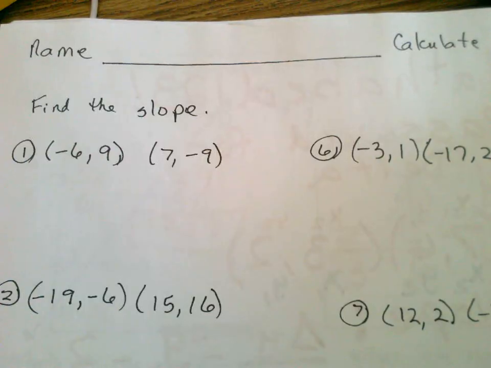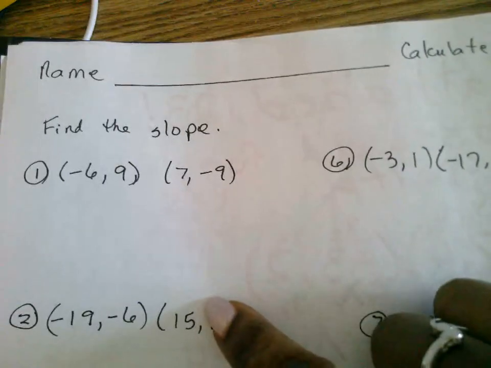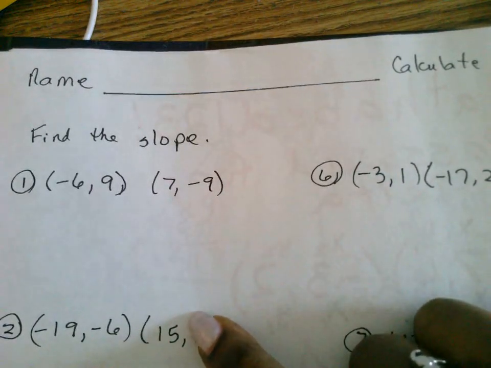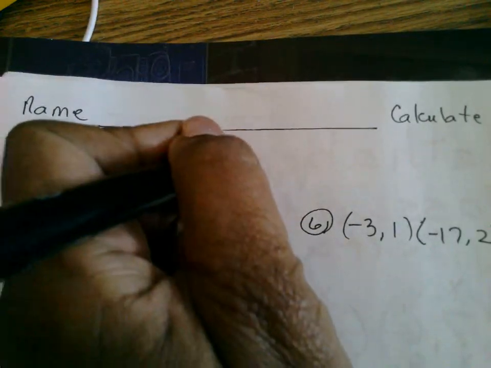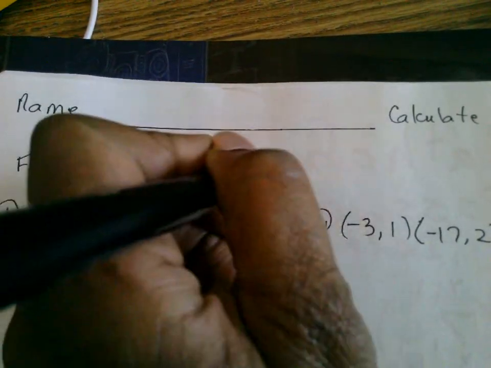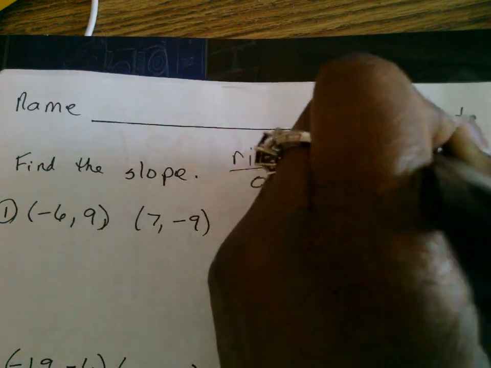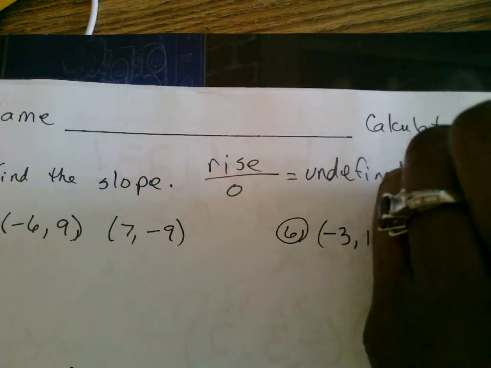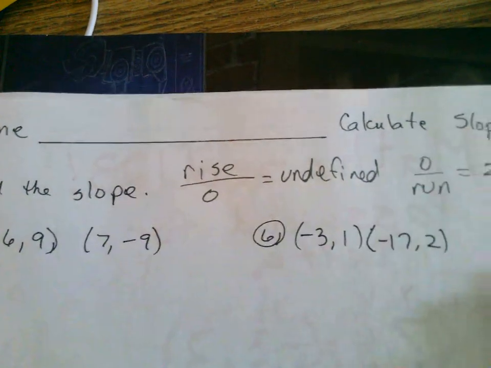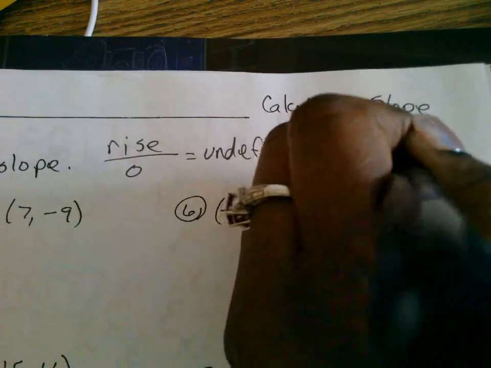When you start finding the slope of these, 0 on the bottom is undefined. 0 on the top is 0. So rise over 0 is undefined. 0 over run is 0. As in no slope.